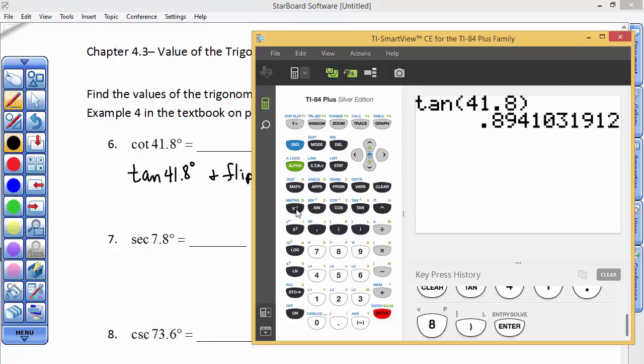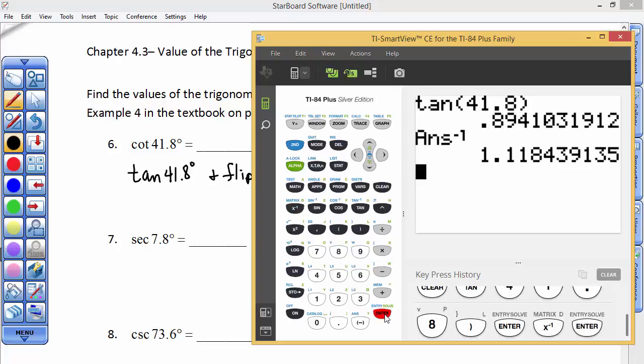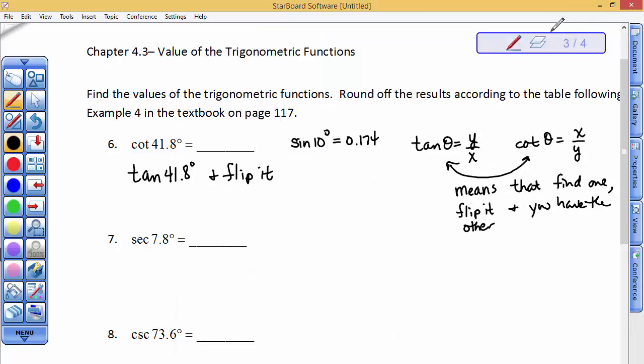Let's go tangent 41.8. Let's find that value. And then to flip a value, you hit your x to the minus 1 key, because x to the minus 1 means 1 over x. So you flip that answer and you get your value for cotangent. It's 1.118.